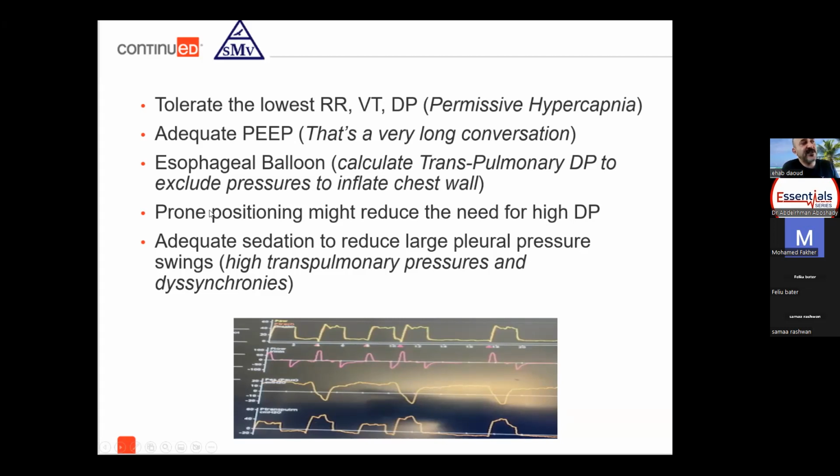What can you do if you feel that you're using very high mechanical power? Of course, prone position might improve the heterogeneity of the lung and might reduce the need for very high driving pressures to inflate the lung. Sometimes adequate sedation to reduce the pleural pressure swings and the transpulmonary pressures, and trying to reduce the asynchronies, might help with the mechanical power.